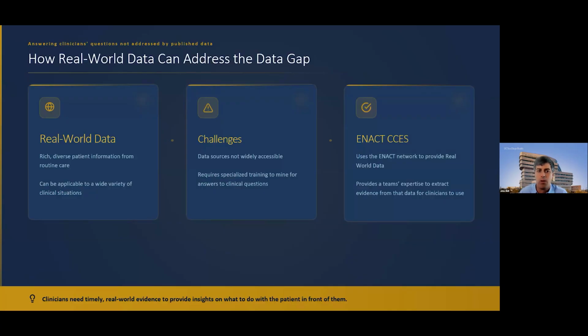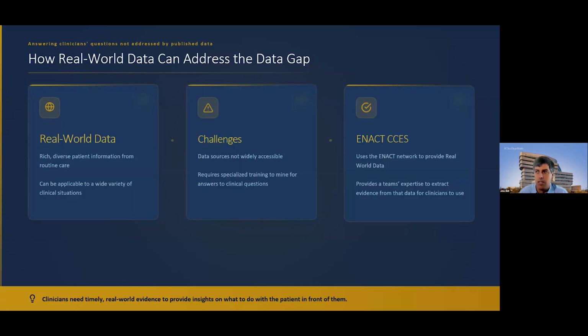There's the potential of real world data. You have this real world data that's out there in everybody's EMR, and it's rich, with a lot of different information on routine care. So it covers all these things where the clinicians are having to make decisions. It's widely applicable to a bunch of different clinical situations as well.